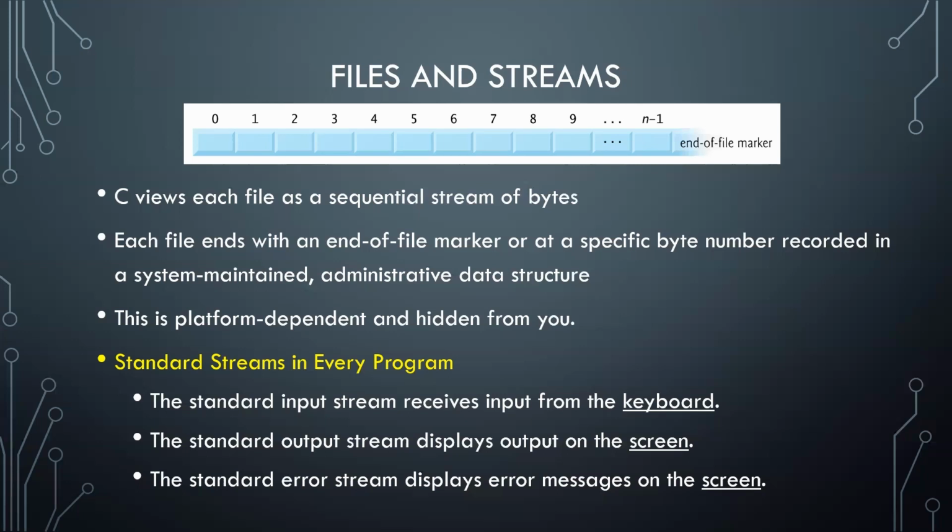Some standard streams that we do have in every program are that standard input is the keyboard, which we've used before, and our standard output is going to be the screen. And we have a standard error output, which actually does display to the screen as well. We can alter these to have input and output from other resources other than the keyboard and the screen.